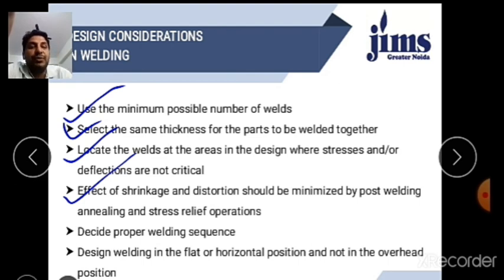Next one is decide proper welding sequence. The welding sequence should be proper and in a logical manner, otherwise it may also lead to some complications. Next point is design welding in flat or horizontal position, not in overhead position. Try to get a flat or horizontal position, meaning on the ground you have to weld it. Overhead welding, if it is required, you can do it, but try to avoid it.